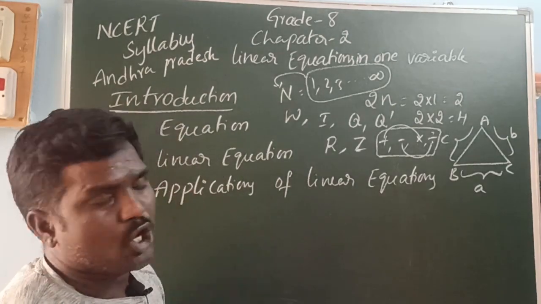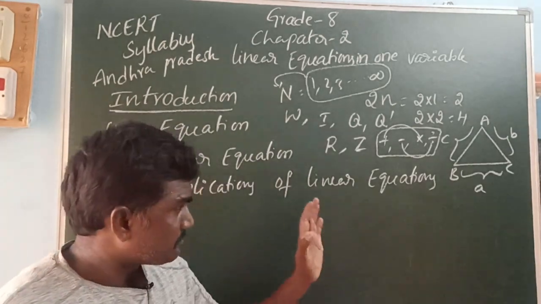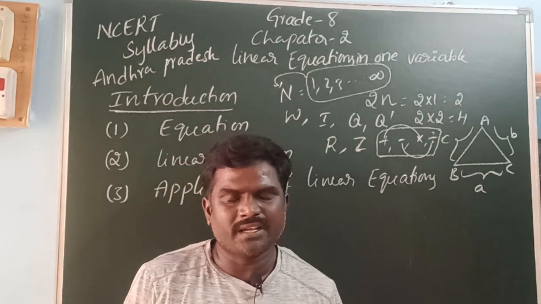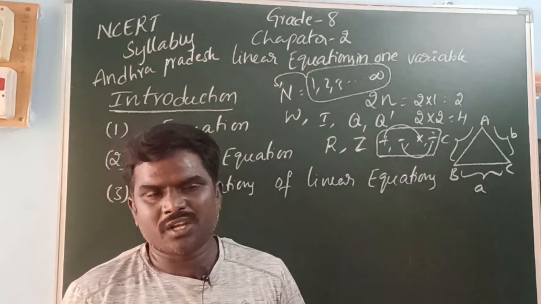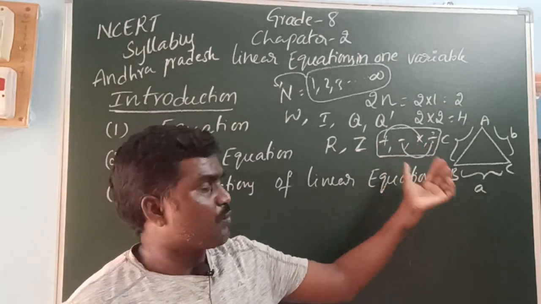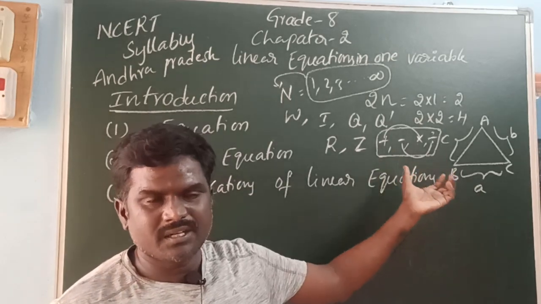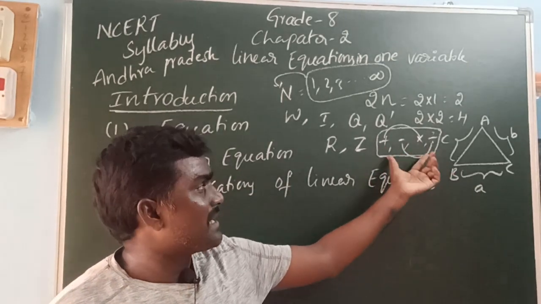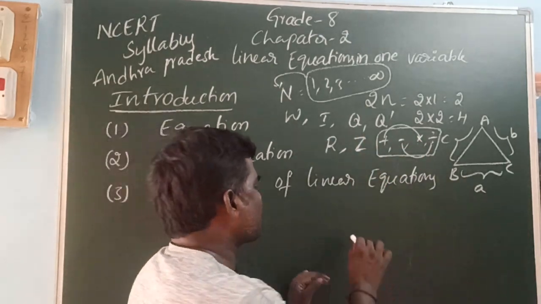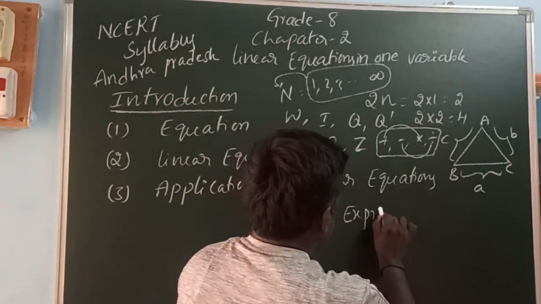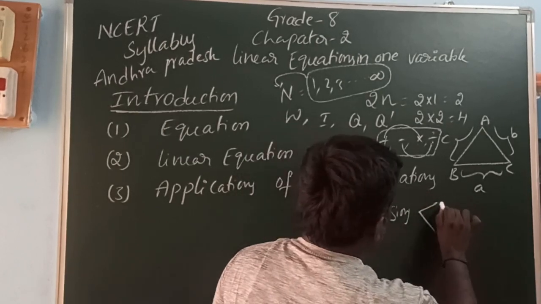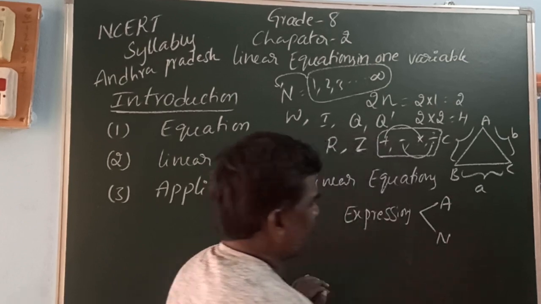Okay, binary operations. Next, expression. Expression means what? Variables or constants or both with the combination of binary operations. Okay, that is called expression. So in this expression, there are two types: algebraic expression and numerical expression.